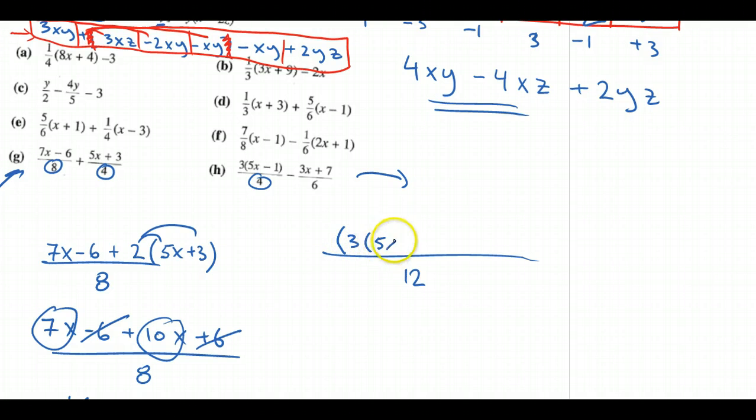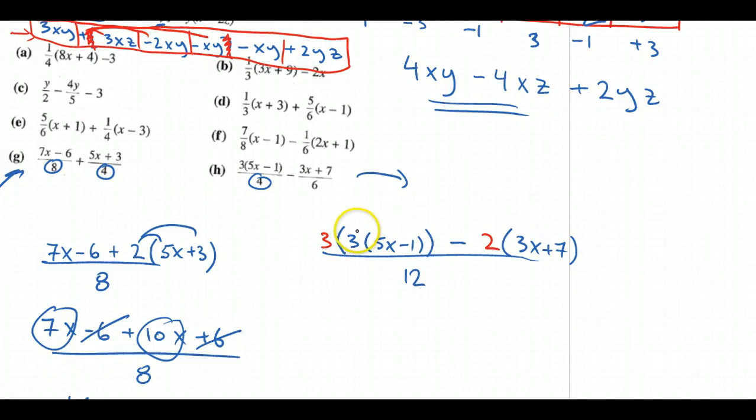And be careful because there are already some brackets up there. So there's the original, and I'm going to multiply it by 3 because that's what I multiplied the 4 by. And then I'll have a minus sign. And again, I'm going to put a bracket around the 3x plus 7, and I'm going to multiply it by 2 because 6 times 2 is 12. Okay.